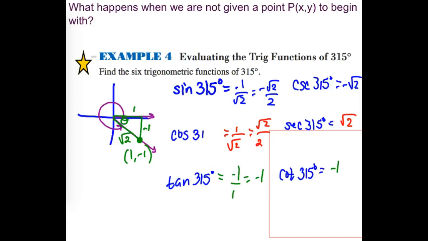Cosine of 315 degrees should be positive root 2 over 2. And secant should be root 2. And then tangent and cotangent both end up being negative 1. You good with that? All right.